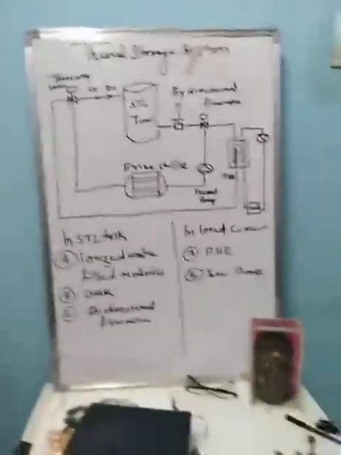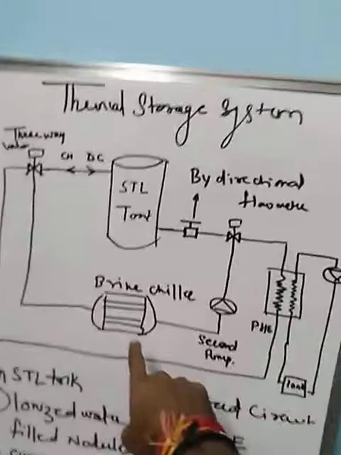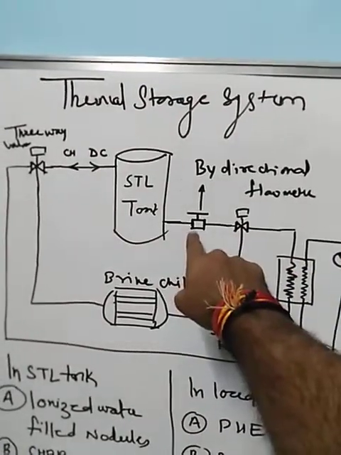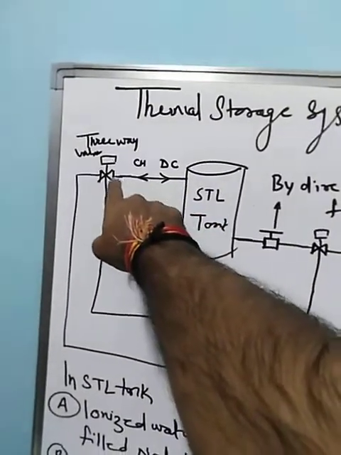Let us see how. Let's focus on this diagram. Let us start one by one. This is a brine chiller. There is a secondary pump. There is a three-way valve. There is a bidirectional flow meter. There is an STL tank. Again, there is a three-way valve.